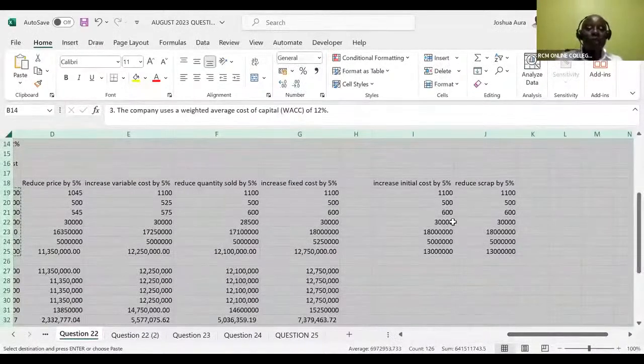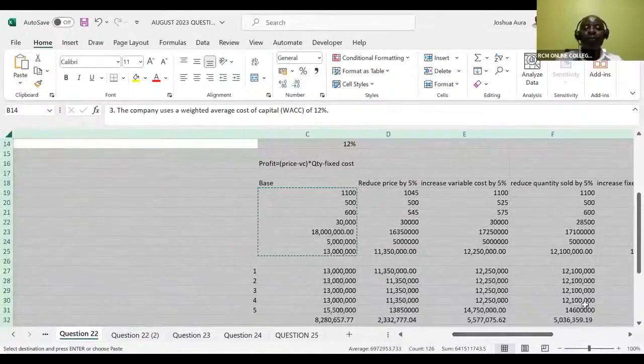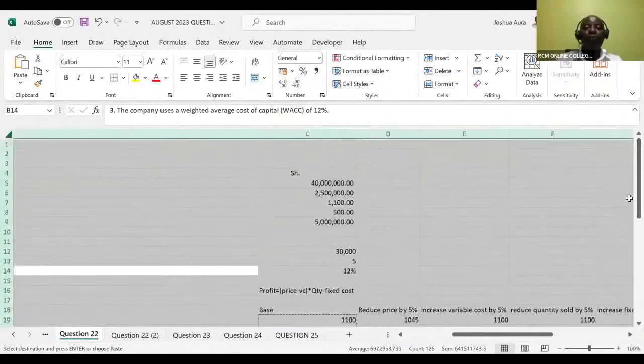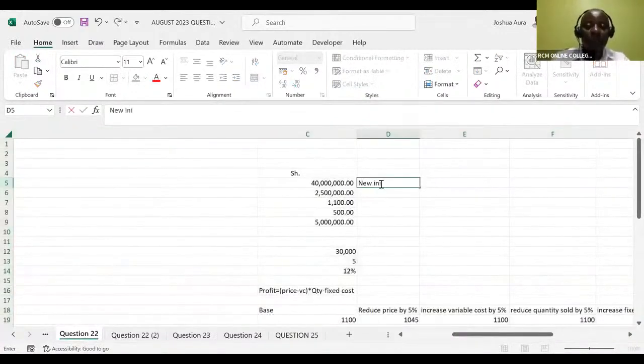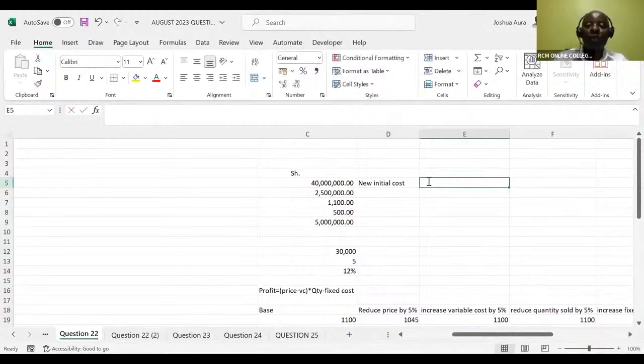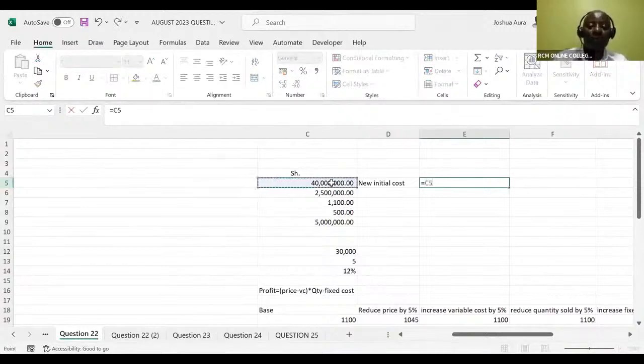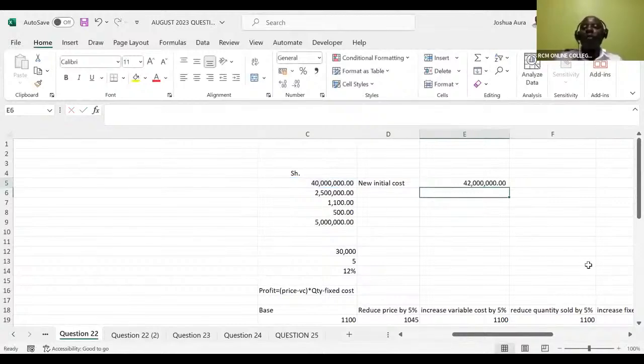So initial cost, I know where it is. I've got no problem with it. What I'll do, I'll simply come here, ladies and gentlemen. I'll not affect this number. I'll simply come and say new initial cost, to avoid the issues because that number is linked up somewhere. So the new initial cost will be equal to the old cost times 1.05, like that, which is very good. So now after I get this figure, then I should be able to use it.